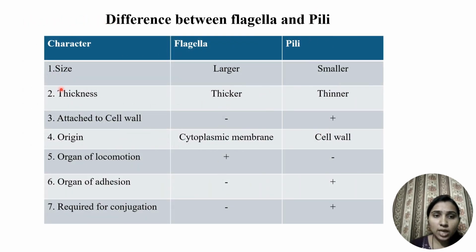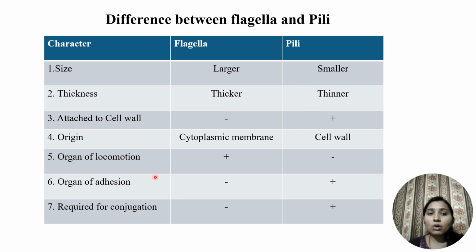You can see the size. When we compare the size, in flagella the size is larger as compared to pili. In pili, the size is smaller. Thickness, flagella thickness is more as compared to the pili. Then attached to the cell wall. Which part is attached to the cell wall? So you can see this pili is attached to the cell wall. Next, origin. So these flagella originated from the cytoplasmic membrane and pili originated from the cell wall.